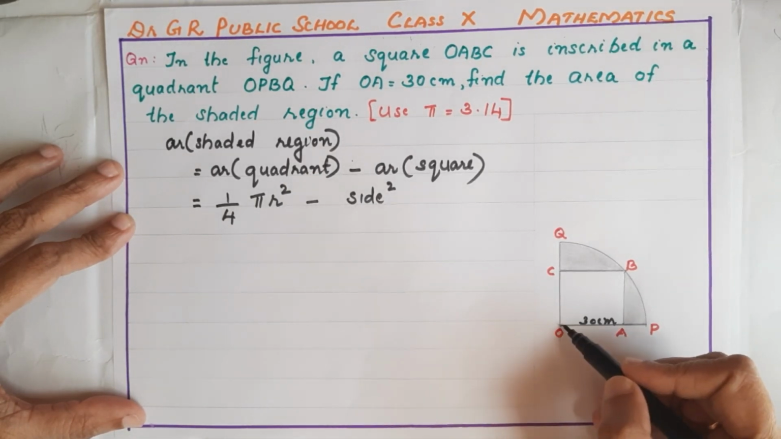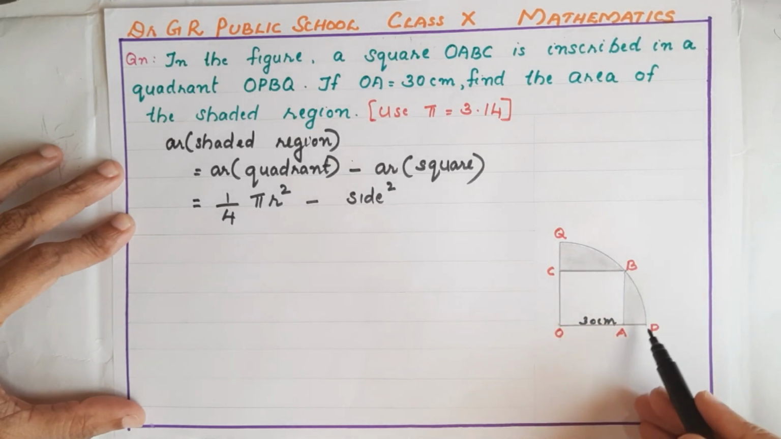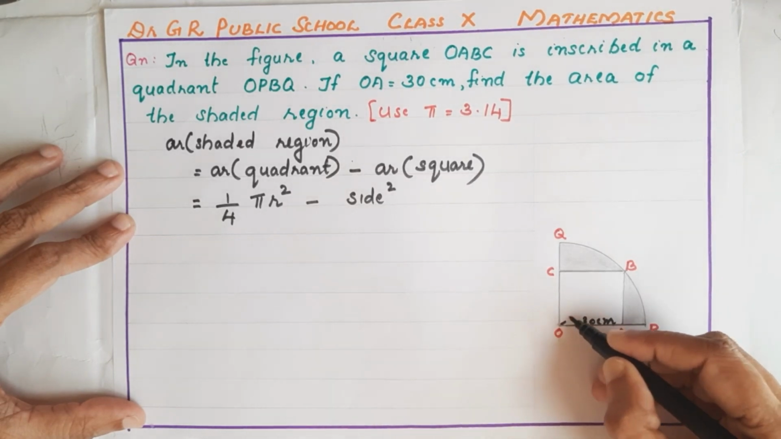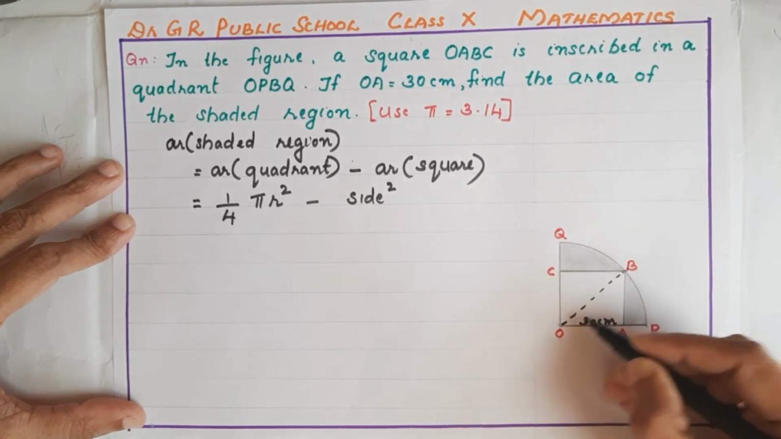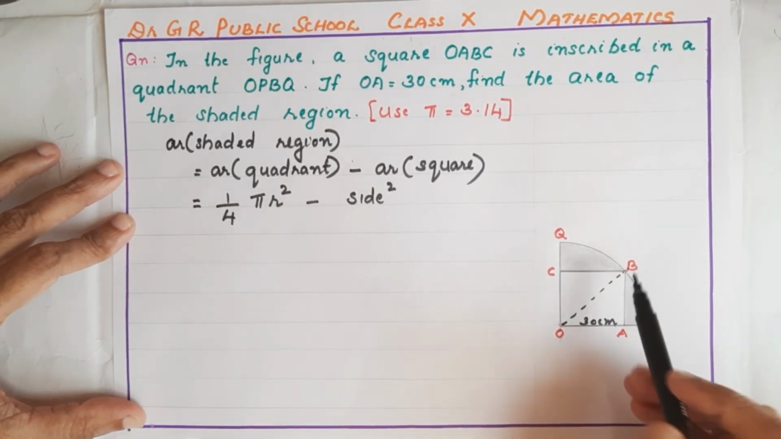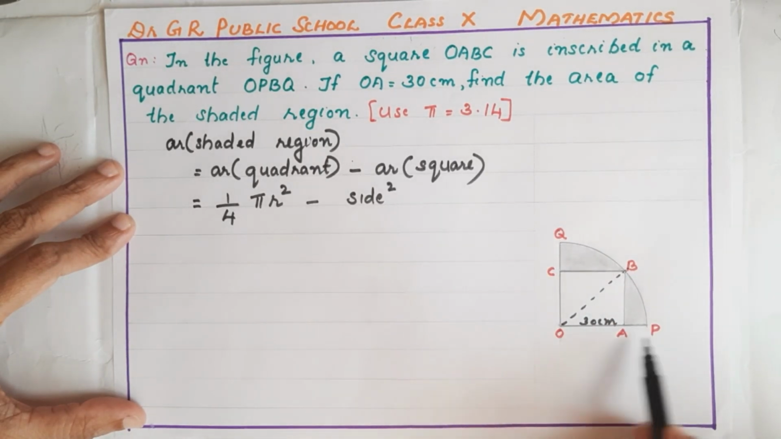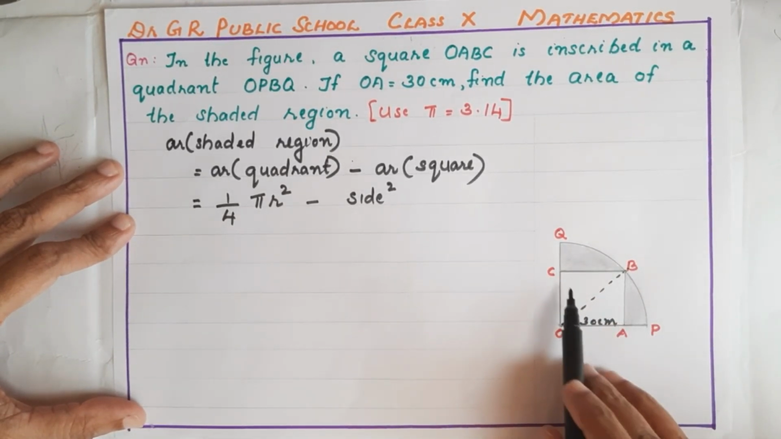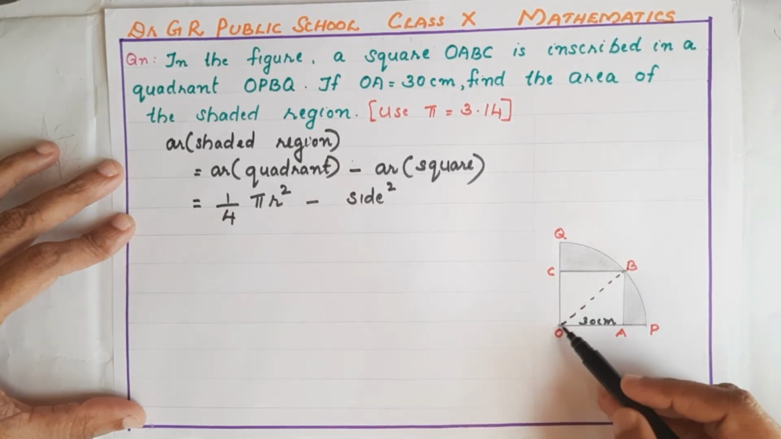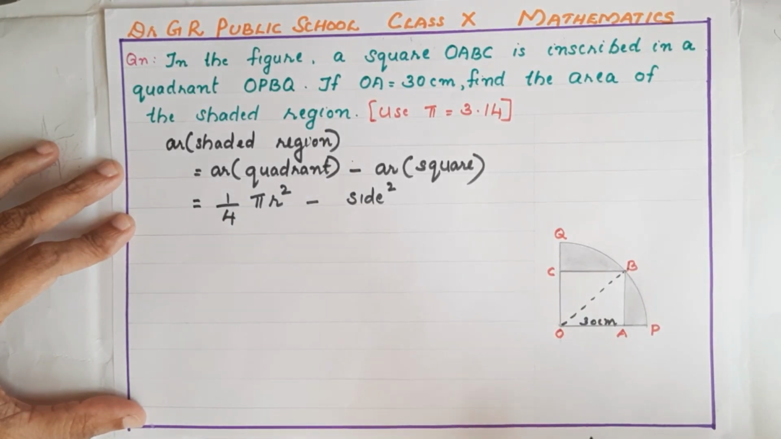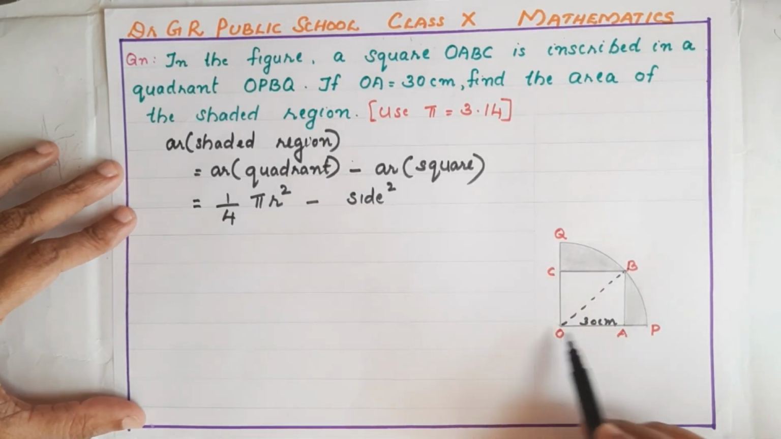And you know that from the center, if we are joining any point on the circle, it will be the radius. So if I am joining this OB, then OB is the radius of this quadrant, isn't it? OB is the OQ, OB, OP, all are radii. Can you find out this OB? How will you get? You look at this square. What is this OB? Yes, OB is the diagonal of the square. Isn't it? OB is the diagonal.